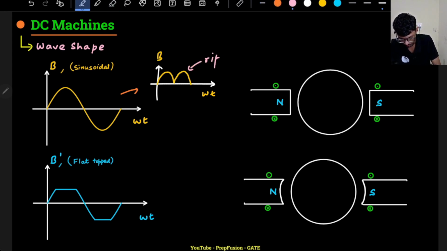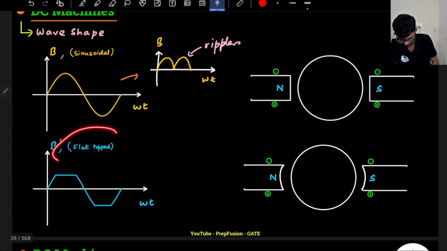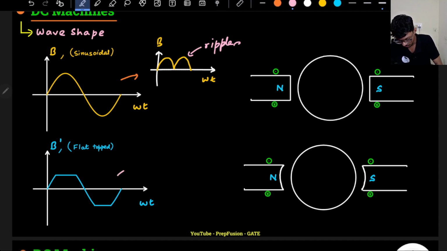So what we do is, instead of making it purely sinusoidal, we make it flat topped. What is the reason for making it flat topped? We make it flat topped so that, basically, if I now rectify this, the waveform will be somewhat like this.